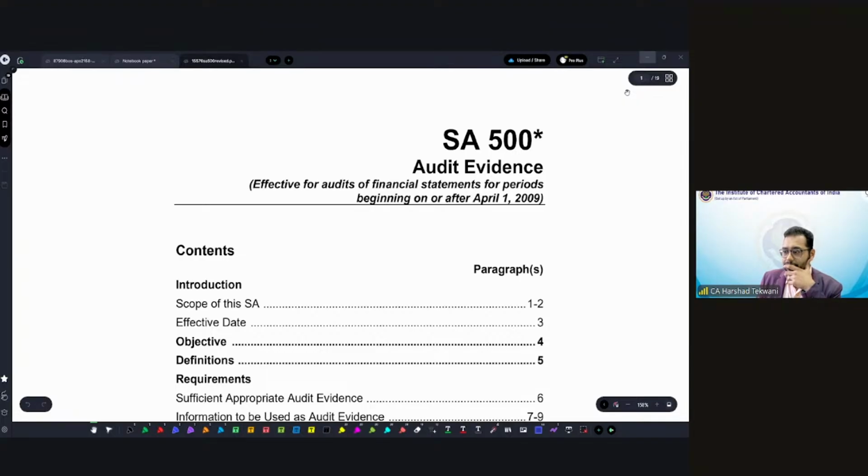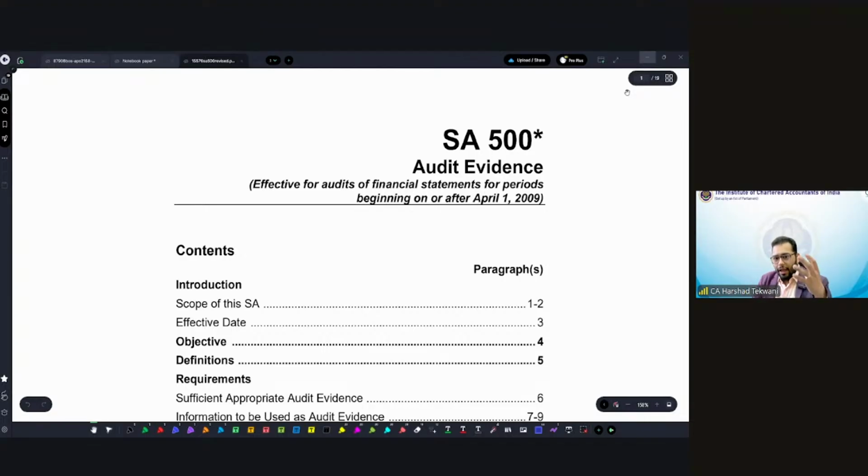As long as the goods are received, the invoice they may be giving later. As soon as we started receiving the material, we are liable to pay, right? So GRN is a very important point.